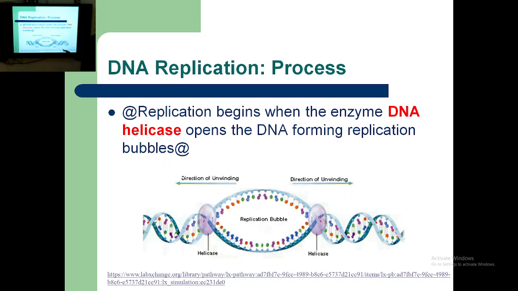As you can see here, the replication bubble will open the 2 strands. That means we have 2 directions for adding the DNA. You have to know that. You have a direction for unwinding here, and at the same time, the 2 DNA strands will be open to 2 replication forks. Okay? There is a link here. You can use it to watch the replication process, and there is also a simulation you can use to check the replication process.